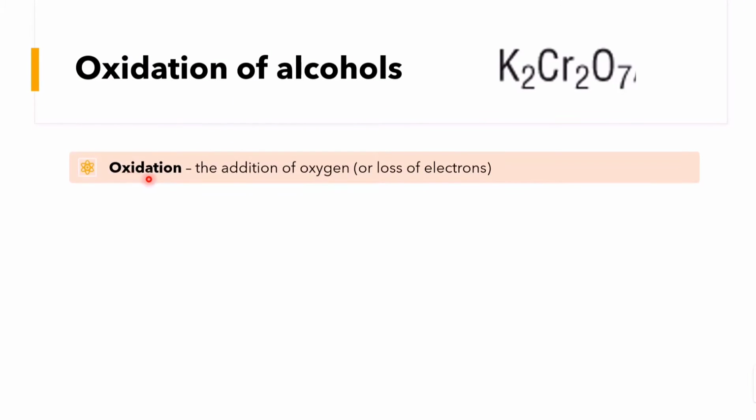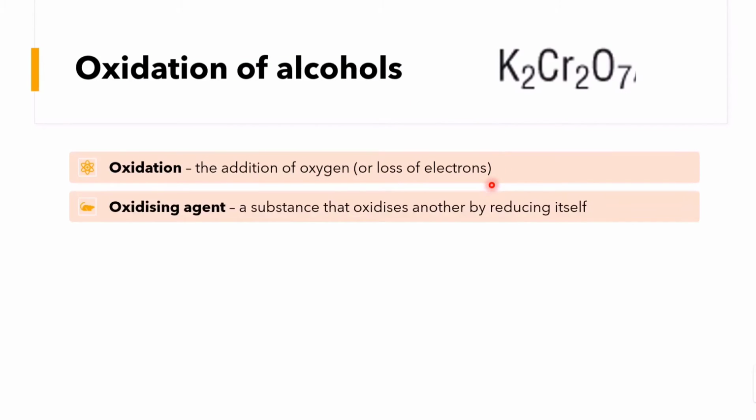So oxidation is the addition of oxygen or the loss of electrons. And an oxidizing agent is a substance that oxidizes another by reducing itself.